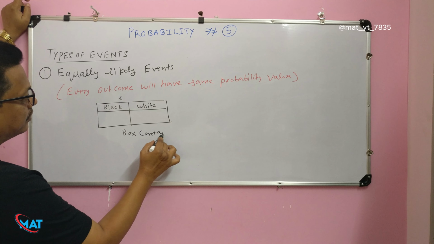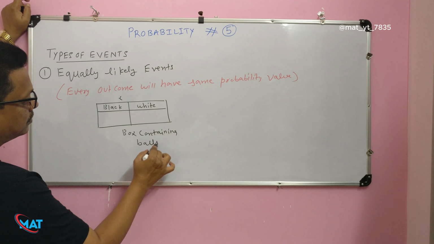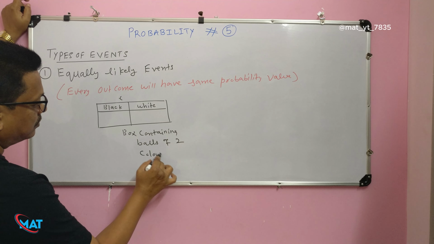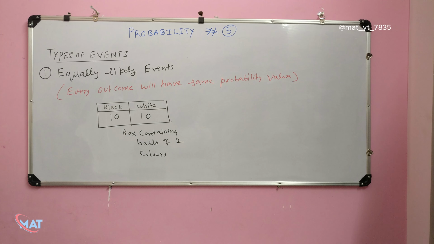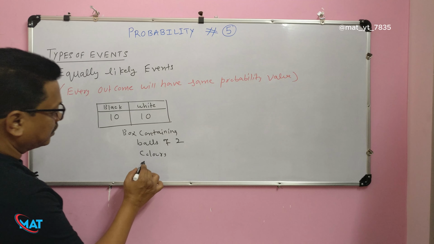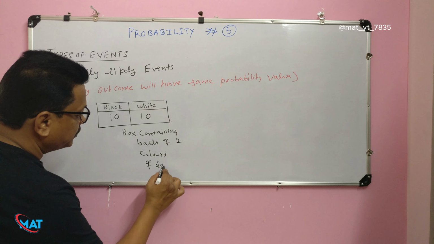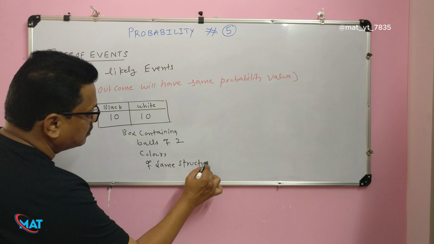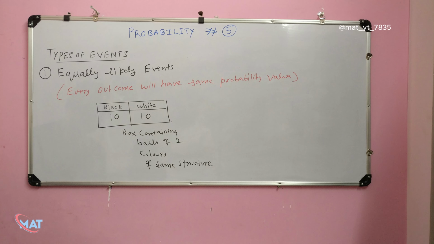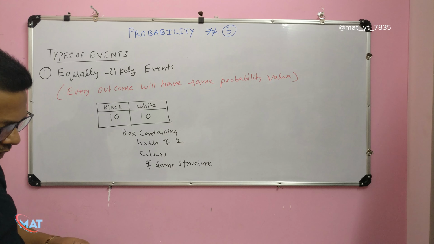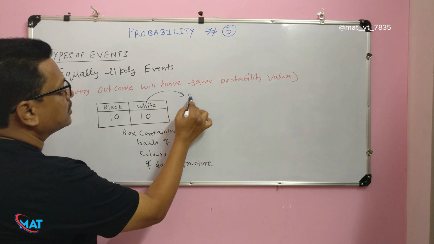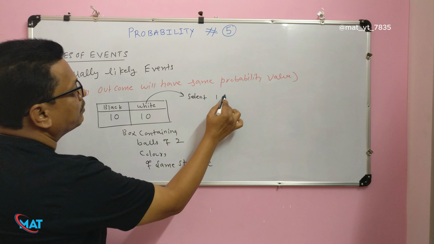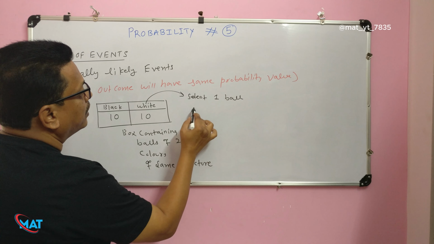A box containing balls of two colors. Let us take 10 here, 10 here. So in the box we have taken 10 black balls and 10 white balls of the same structure, meaning they are not biased. Every ball is perfectly manufactured. If I want to pick or select one ball at random.